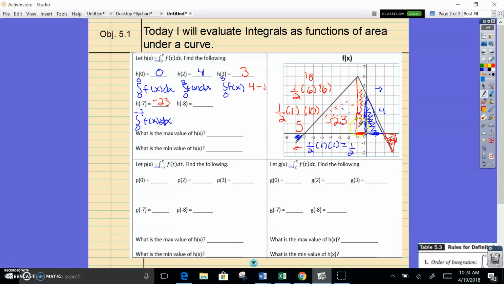And so because I'm starting at 0, I'm going to combine that negative 23 with a positive 1/2. And the result is going to be negative 22.5. Okay? So that's really the whole idea. You need to keep in mind the direction that you're moving and the location of your area.